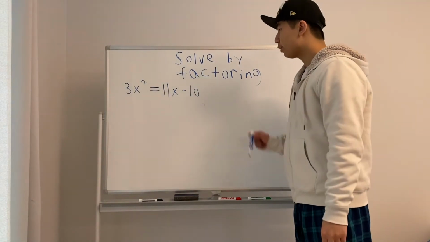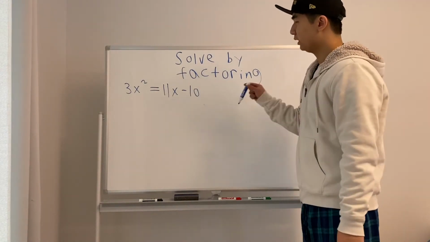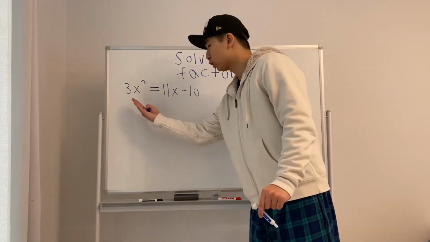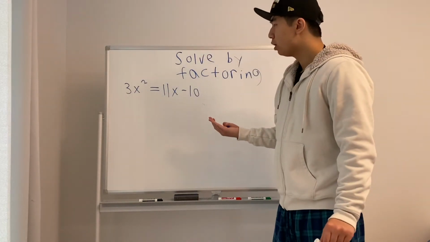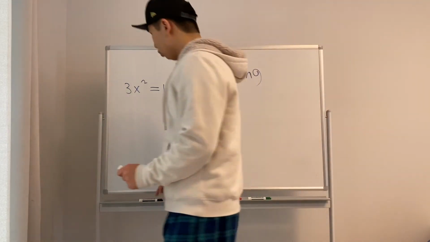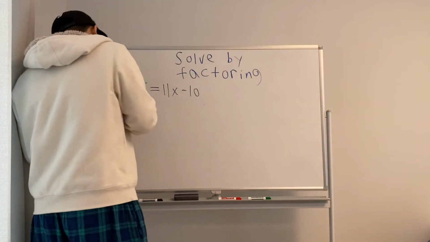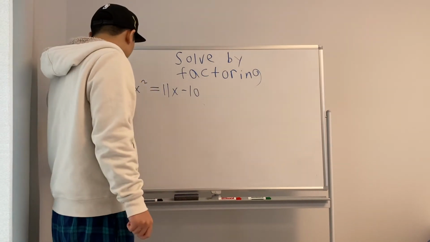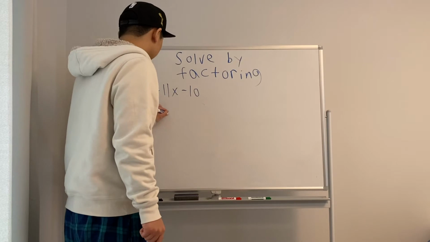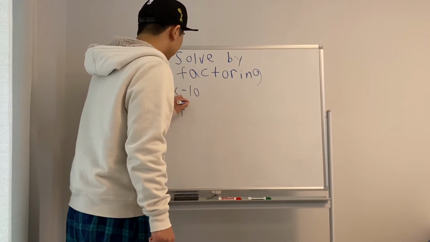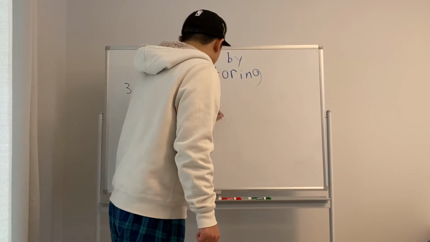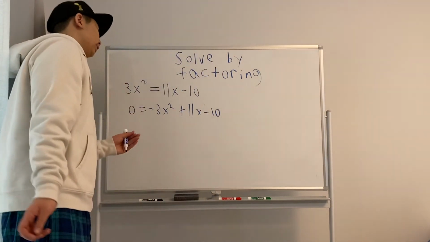Alright, so now we have 3x squared equals 11x minus 10. The first thing we want to do is bring this 3x squared to the other side of the equation because we want to be able to set this equation to 0. So we move this to the other side by subtracting it, so then we're left with 0 on one side, and we'll have equals negative 3x squared plus 11x minus 10. And now that we have it in this format, we can just factor.